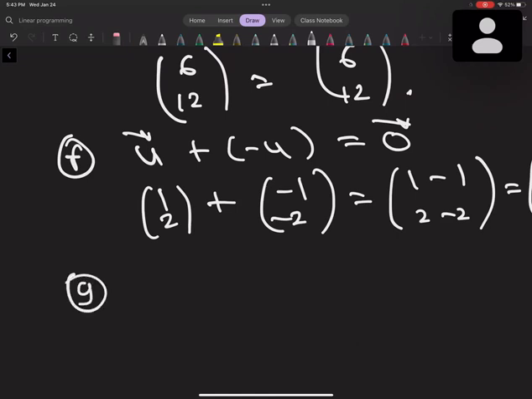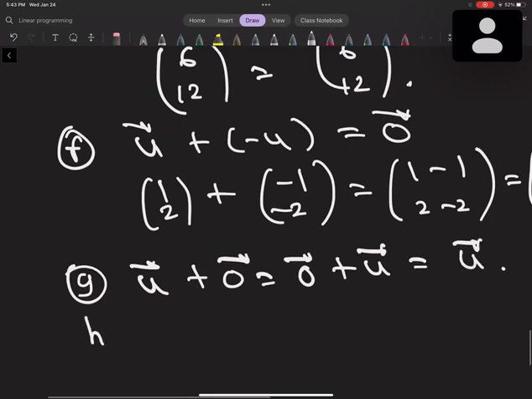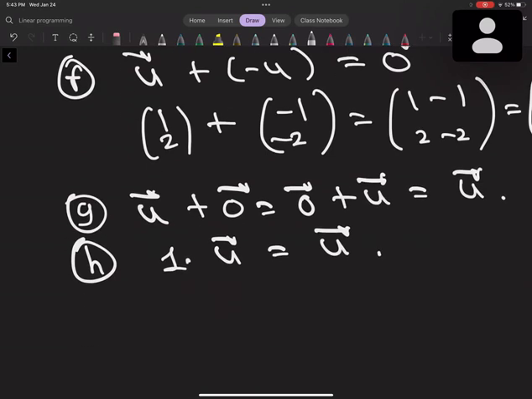Now G says u plus a zero vector equals 0 plus the u vector. And this is just the same vector. And that is trivial. And finally, there is the number 1 times the vector is the same vector.